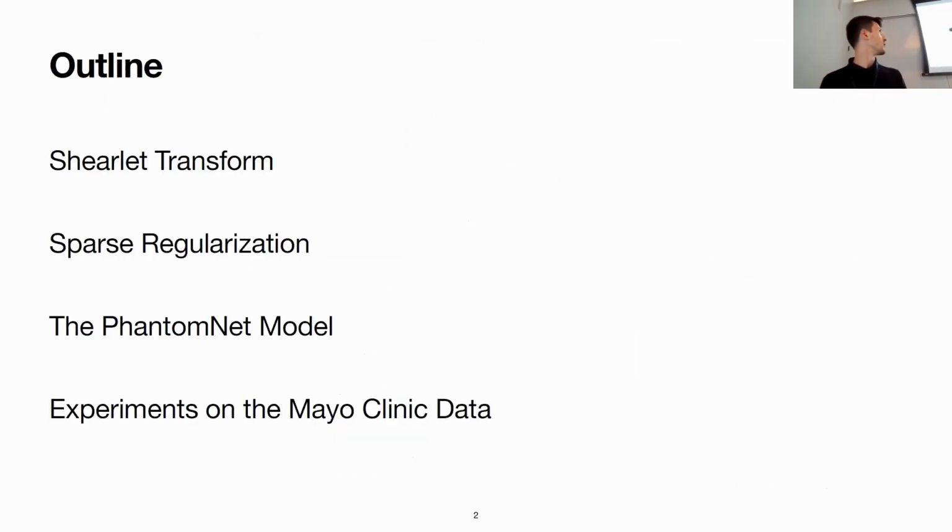All right, so the outline of this presentation is as follows. We will be diving a bit deeper into the separate components, which in this scenario are the Shearlet transform, the sparse localization, as well as the deep learning model, which is the PhantomNet. At the end, we'll have a look at some experiments that we have conducted, and then provide a brief summary for the whole thing.